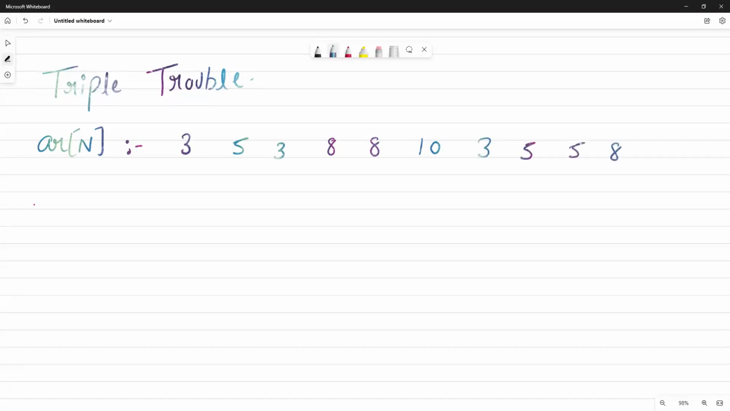All the numbers you will see are repeated 3 times, except one number. And you need to find out that specific number from this particular array using bitwise manipulation.